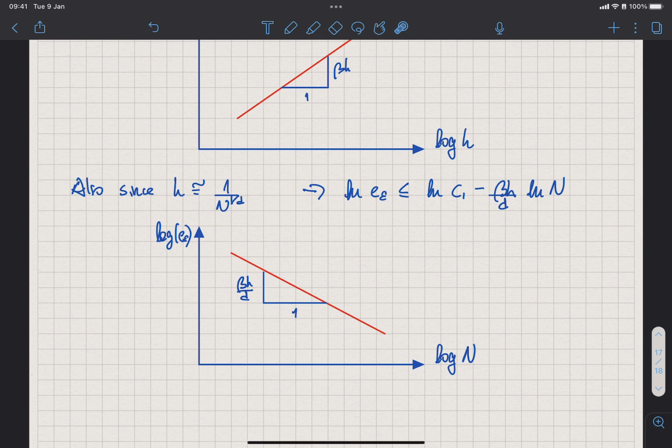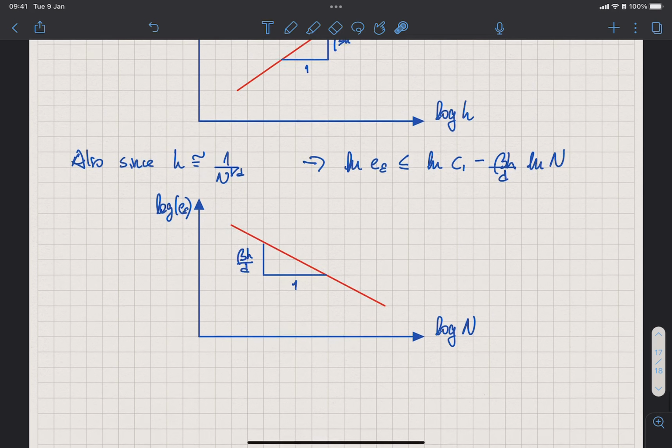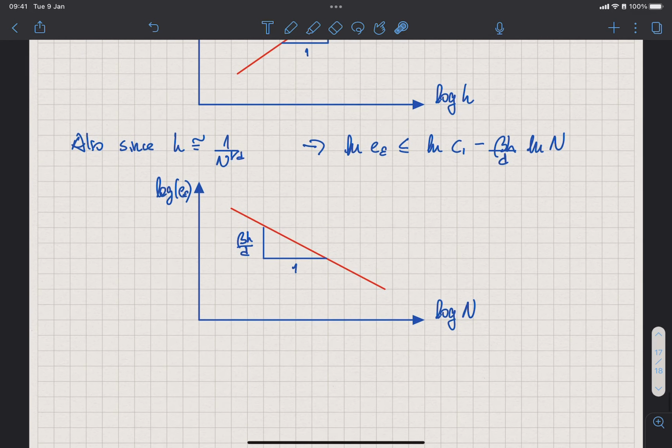Uri, you have a question? Yeah, it says h is equal to 1 over n to the power of 1 divided by d. So d, I should put it here somewhere, that d is the dimensionality, because when you are actually looking at these notes, dimensionality. Yeah, n to the power of 1 divided by d.